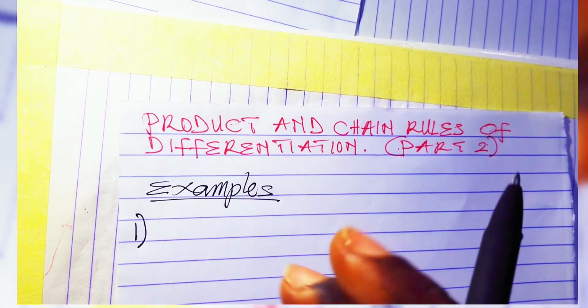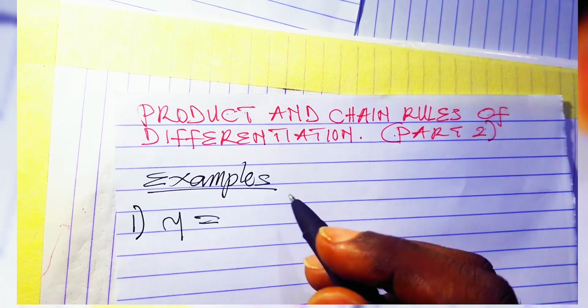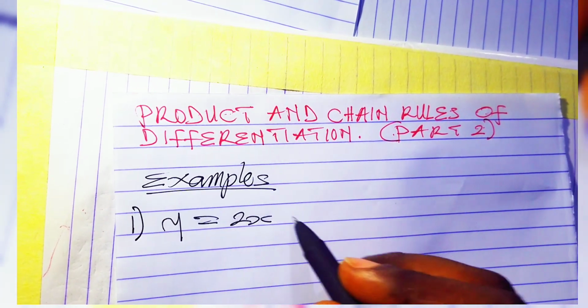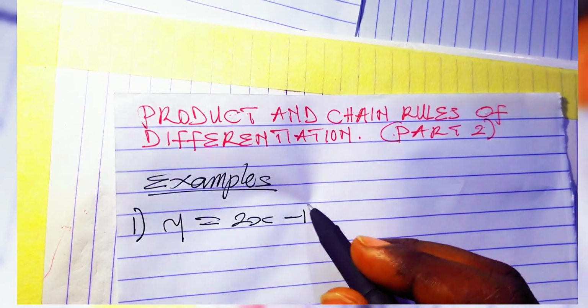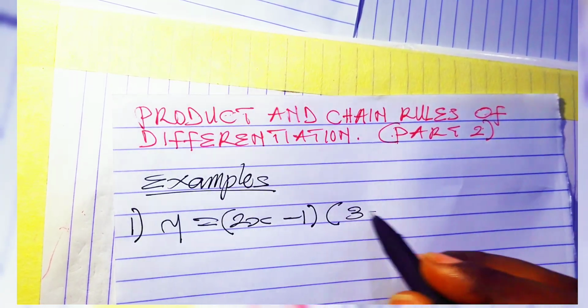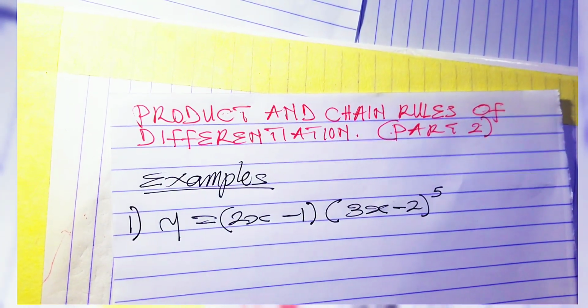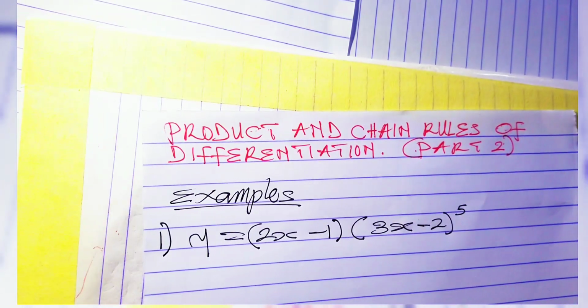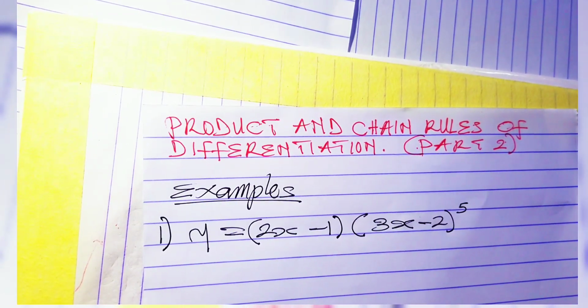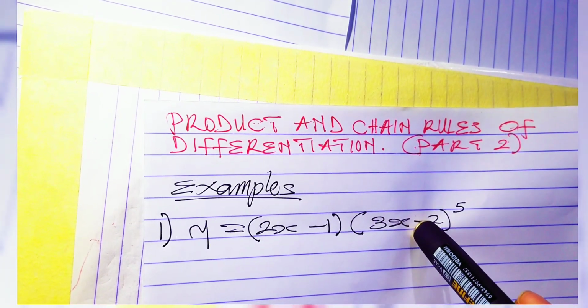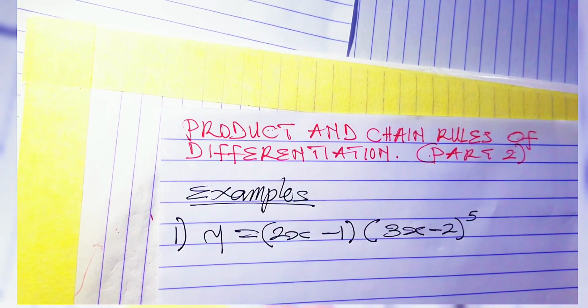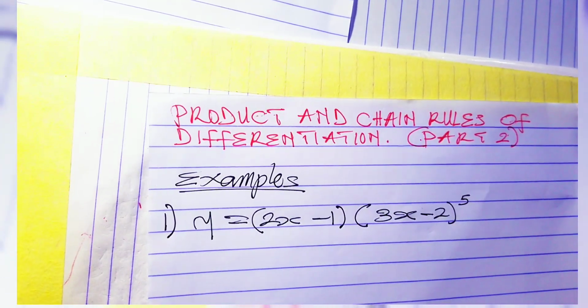Number one, if y equals (2x minus 1)(3x minus 2) raised to the power of 5. This is the kind of question where we need to apply both the chain rule and the product rule, because we need the chain rule to get this sorted out, and then subsequently we may apply the product rule. So the solution will go this way.